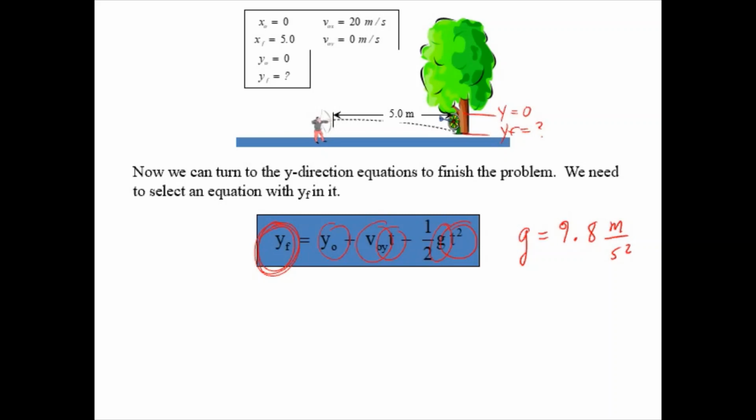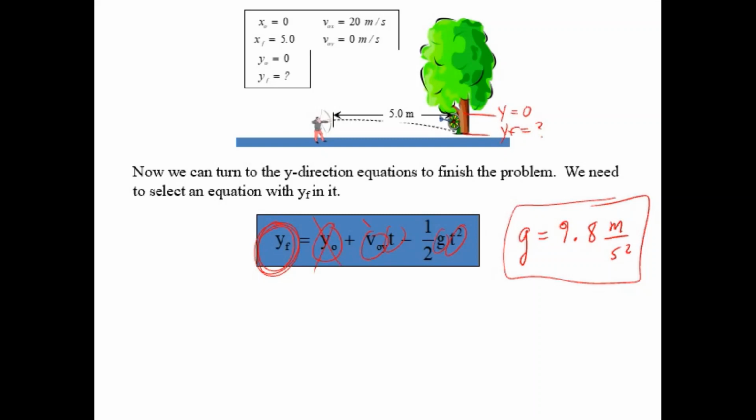Remember, our minus sign in the equation has already been taken care of here. Everywhere you see a g, it's just the magnitude of the acceleration of gravity. That's what g stands for, not negative 9.8. G is equal to positive 9.8. And so that goes in for g. We know t is a quarter of a second. We know v original y is 0, and we know y original is 0.